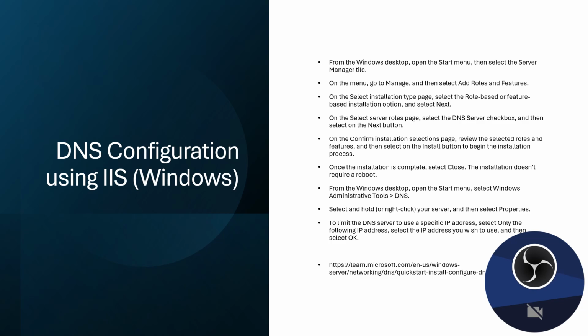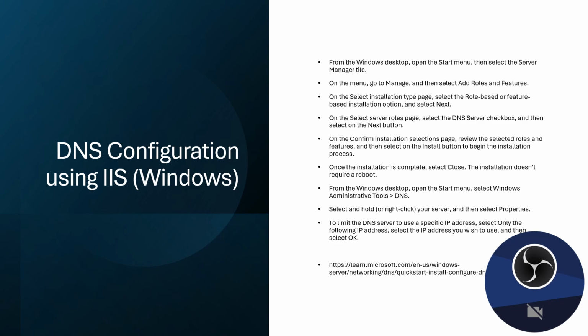On the Confirm Installation Selections page, review the selected roles and features, then select the Install button to begin the installation. Once the installation is complete, select Close. The installation does not require a reboot. From the Windows desktop, you can then go to the Start menu, select Windows Administrative Tools, and go to DNS.